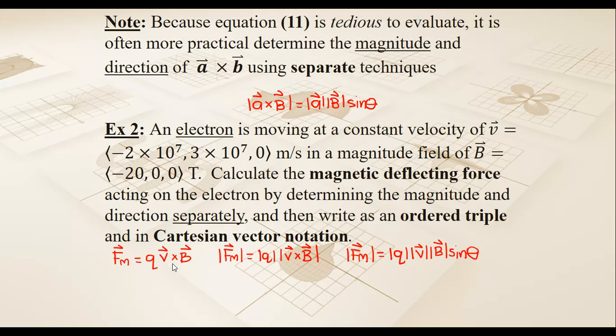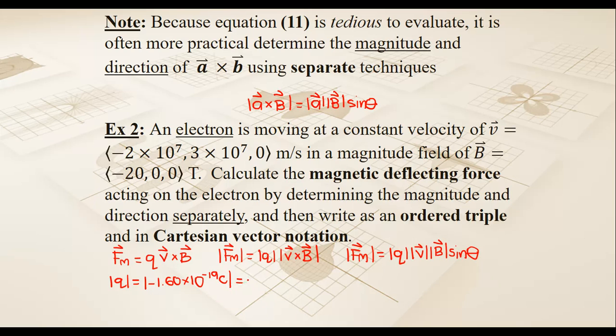Okay, now to calculate the magnitude of the deflecting magnetic force, I need to know what the magnitude of the velocity is. I need to know what the magnetic field is, and I also need to know what theta is. Okay, Q is not a problem, because it's an electron. So the magnitude of charge would just be the magnitude of negative 1.60 times 10 to the negative 19 coulombs.